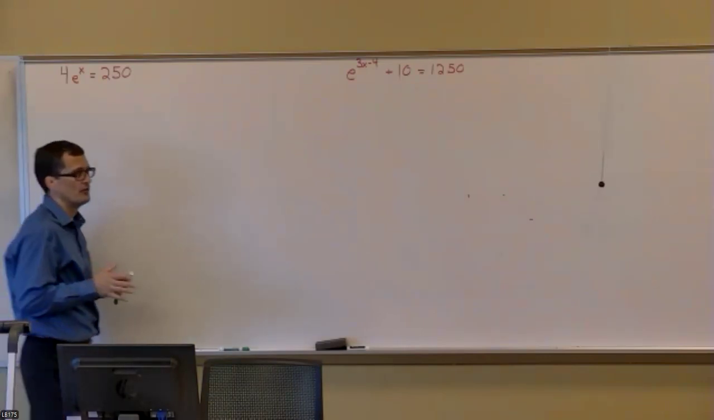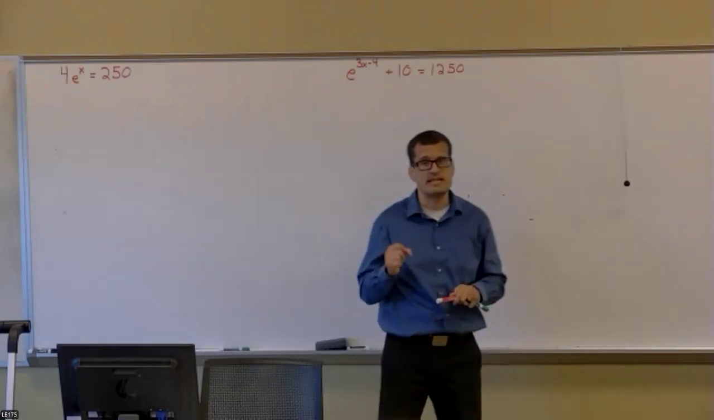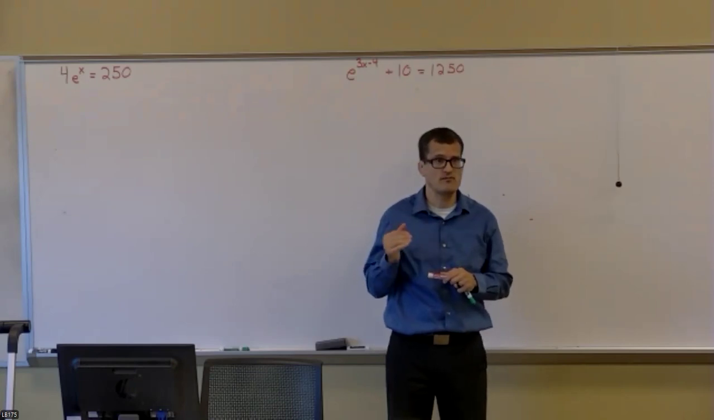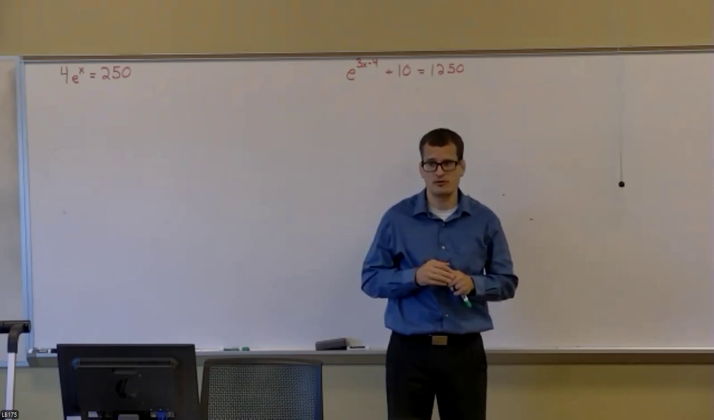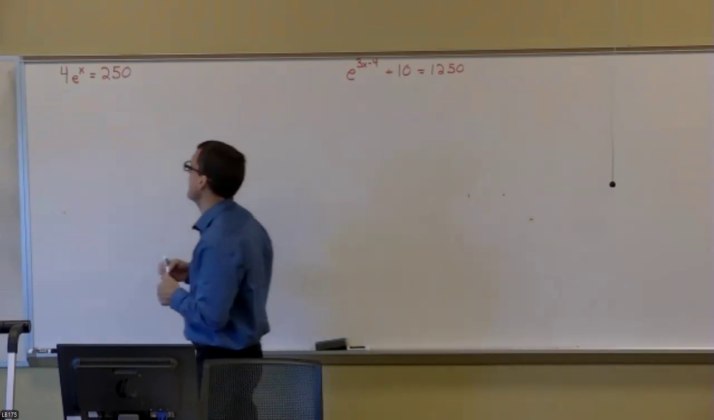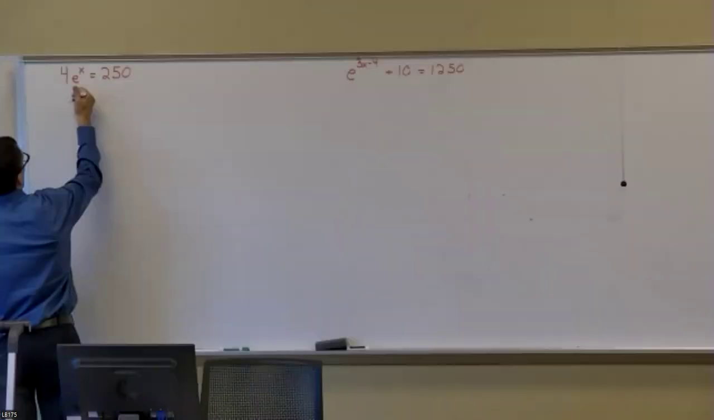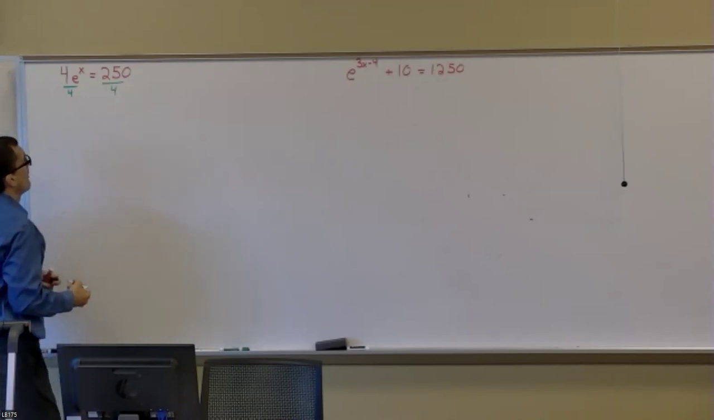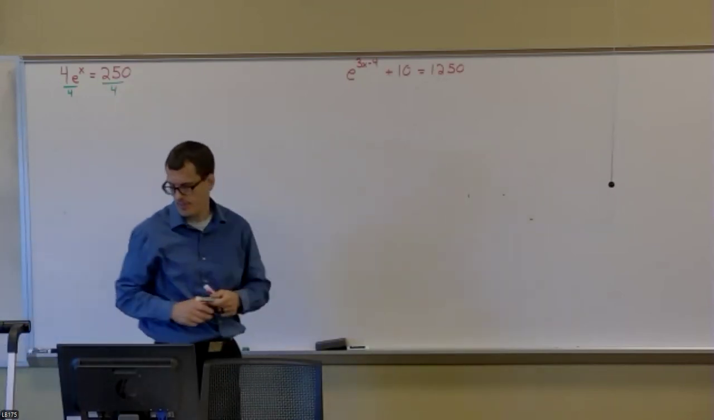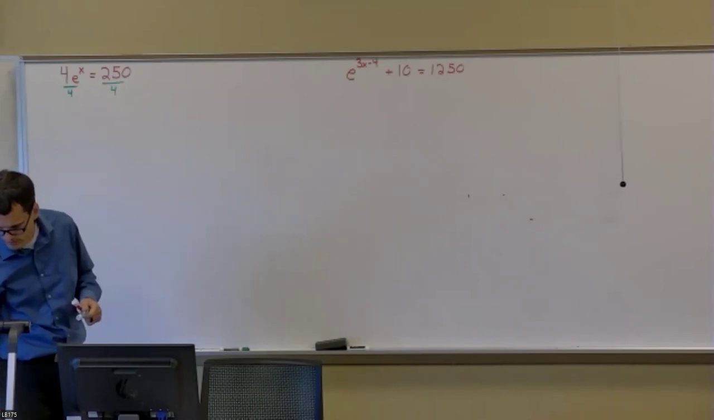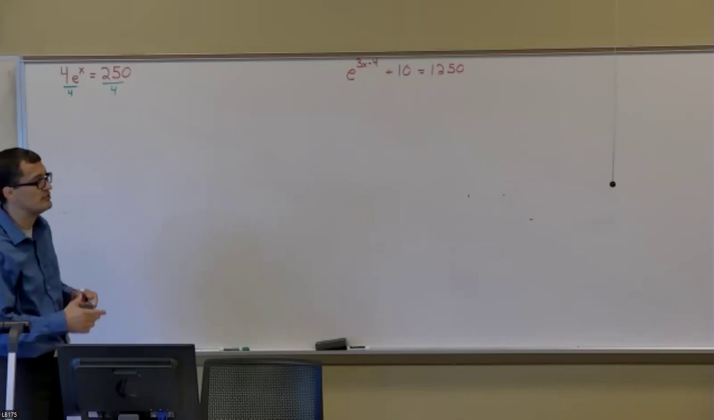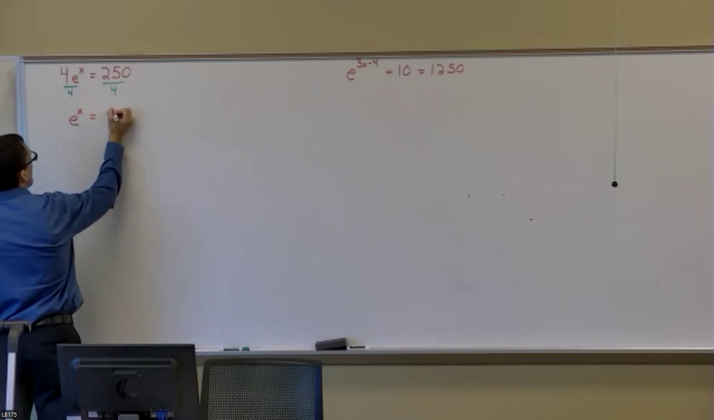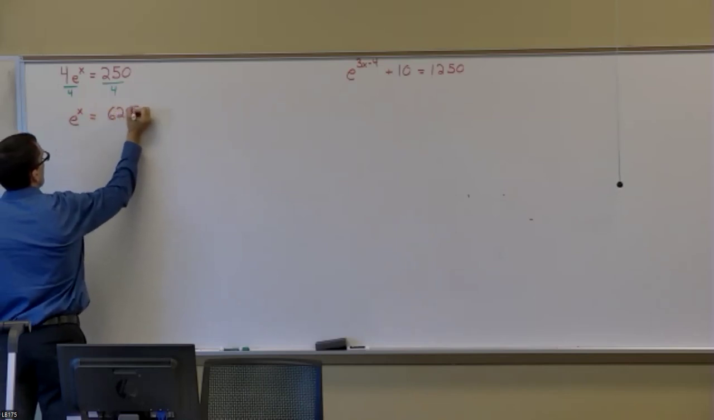So the first thing I want to do in these cases is isolate the e to a power, because that power has a variable in the exponent. So I'm going to isolate that. In order to do that on this first one, I'm going to divide both sides by 4. 250 divided by 4 is 62.5. So I'm going to get e raised to the x power is 62.5.